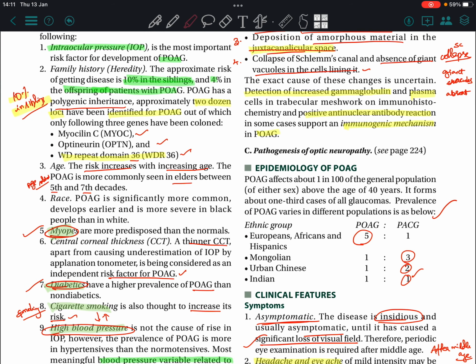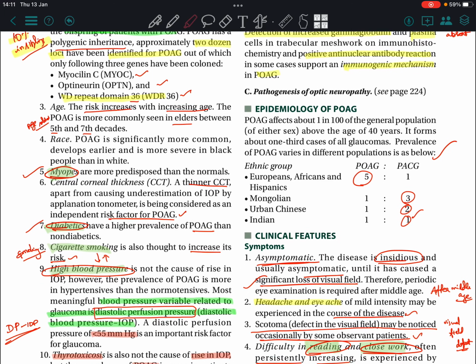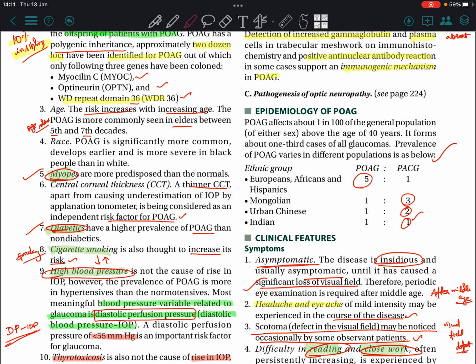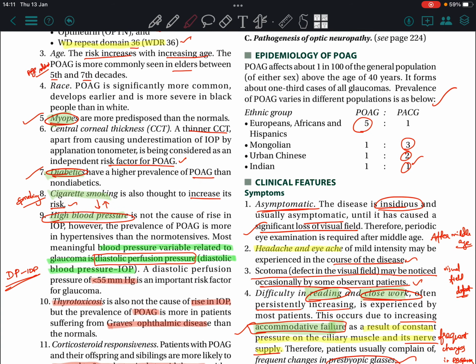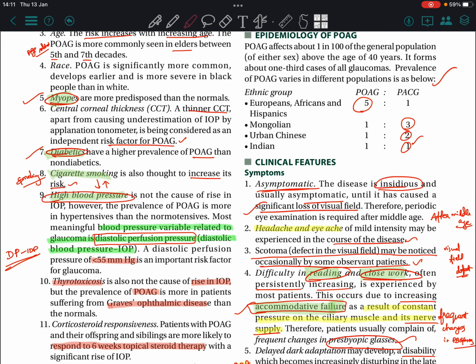Approximately 2 dozen loci have been identified. Only the following 3 genes have been cloned: myocilin, optineurin, and WD repeat domain 36, WDR36. Age: it increases with age, in elders between the 5th to 7th decades. Race: it is more common in black people than whites. Myopes are more commonly affected. Central corneal thickness, CCT, is thinner.